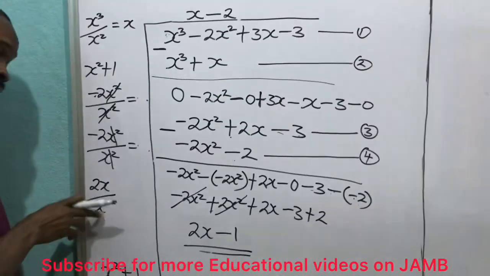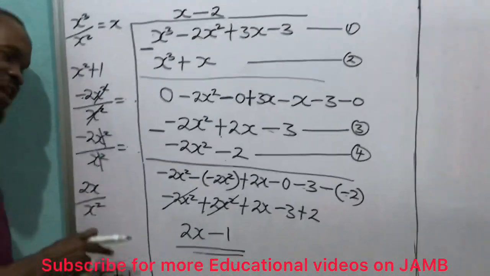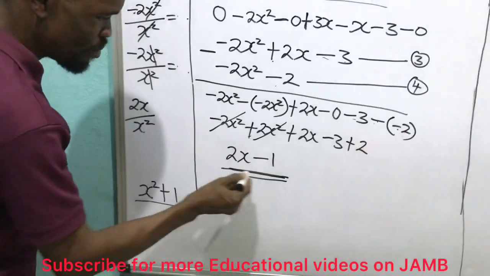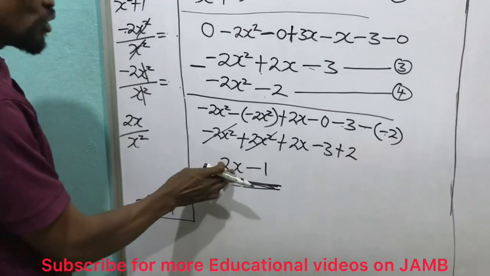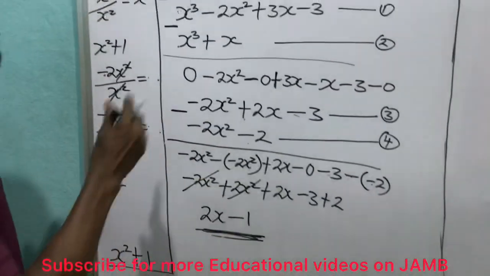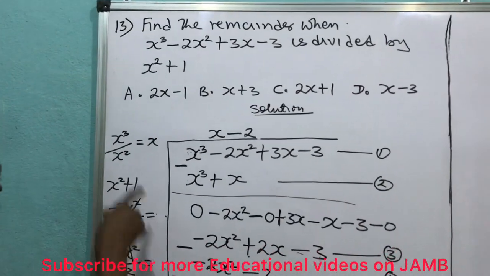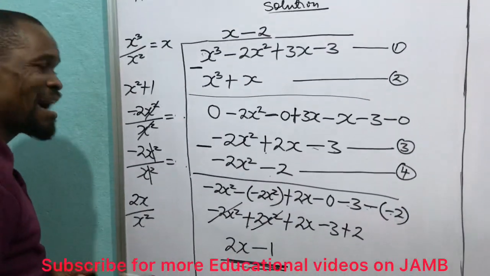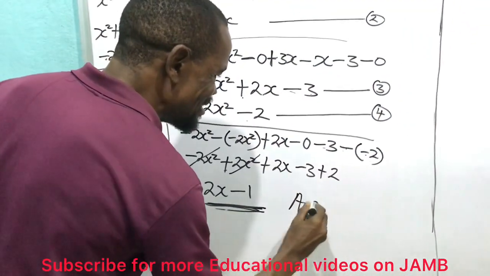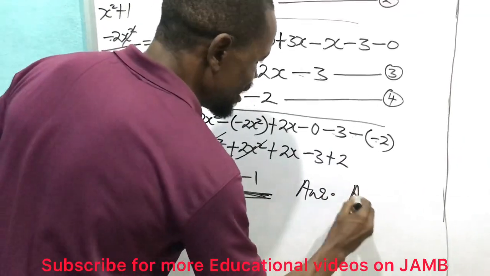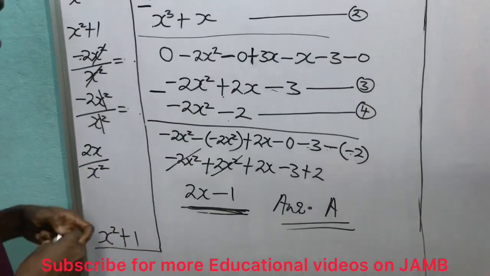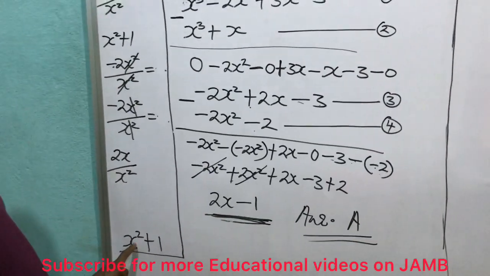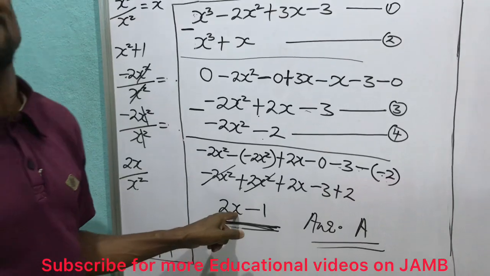So this man has now become what we call a proper fraction. As I got a proper fraction, I can't divide again. So this man becomes the remainder. My remainder is 2x minus 1. And then go back to my options. Let's go to option A. Look at 2x minus 1, which is my answer now. My answer is option A. I think you know the reason why I say this man is the remainder, because x raised to the power 2 cannot divide x anymore.